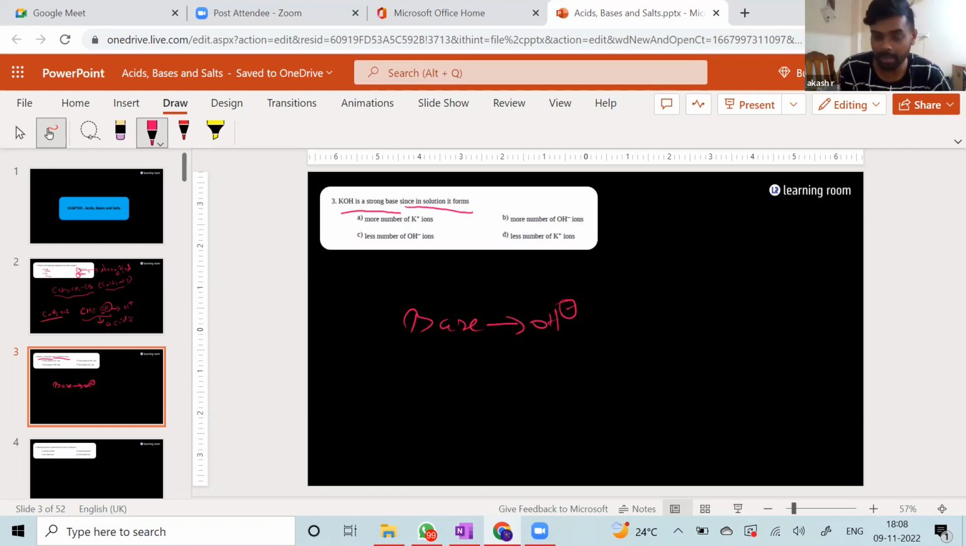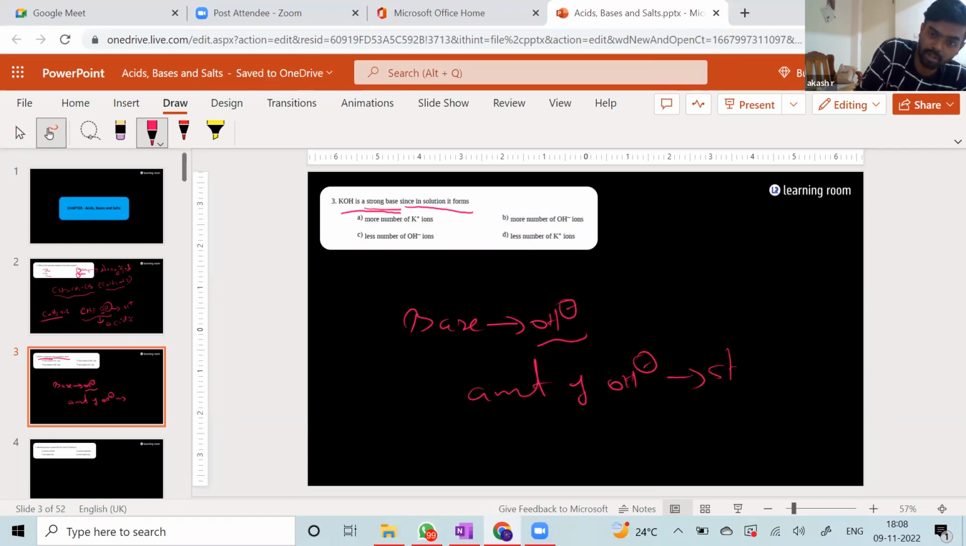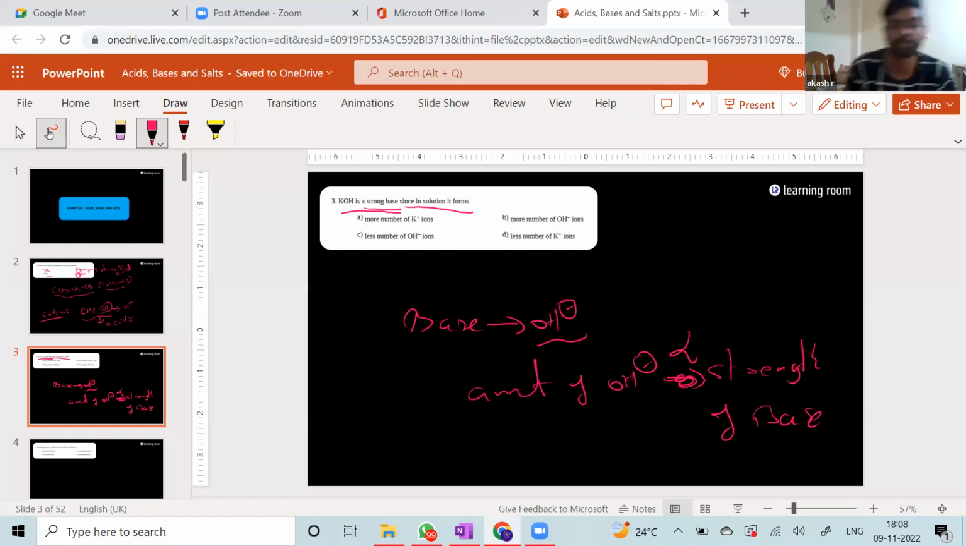Okay, fine. So any base is something which I'm going to dissolve in water, right? And if it is going to produce OH minus, those are going to be called bases. So obviously it's going to be a strong base, because the amount of OH minus and the strength of the base are directly proportional. The amount of OH minus produced and the strength of the base go together. If a base is going to produce more OH minus, then that base is going to be called a strong base.